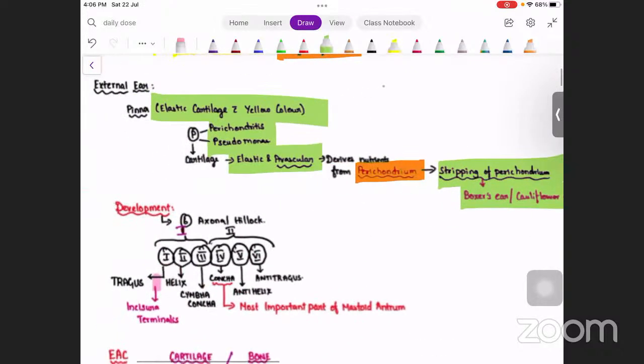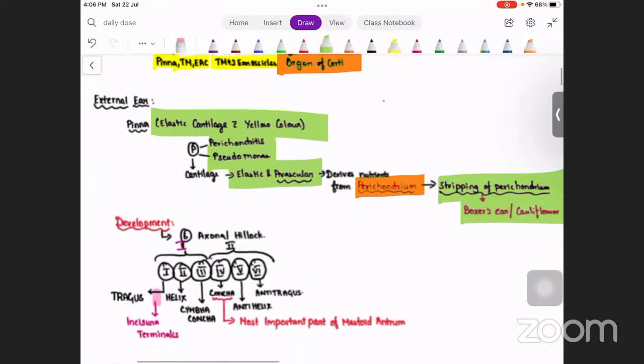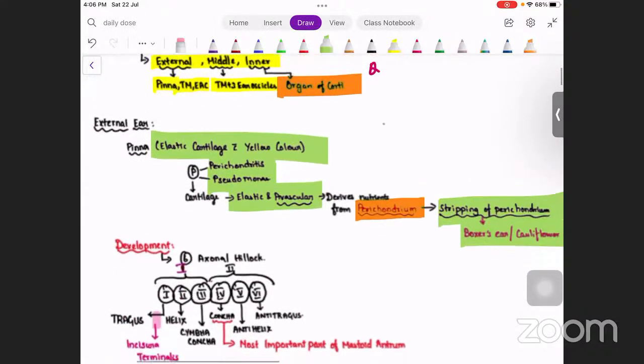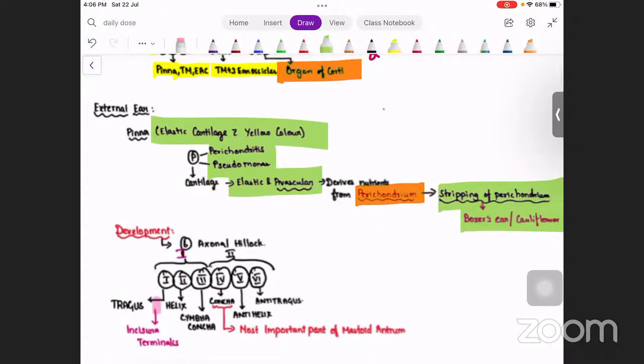Very, very important. So the external ear: the first one is your pinna, then the tympanic membrane, and the external auditory canal. Speaking about the pinna, it is elastic avascular cartilage, with an association of perichondritis and Pseudomonas infection. Avascular, so it derives its nutrients from the perichondrium. Stripping of the perichondrium is seen in boxer's ear or cauliflower ear.